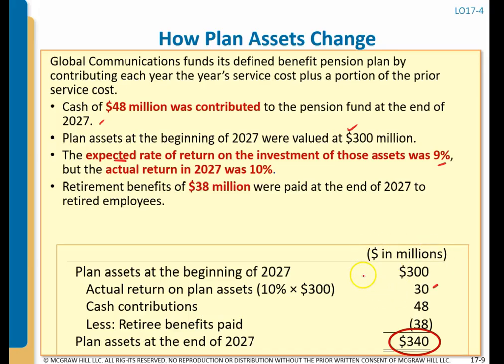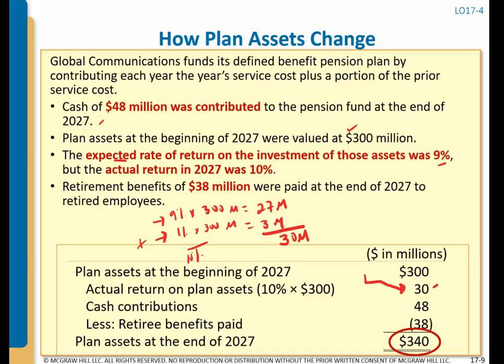Let's look at this expected rate of return versus actual rate of return, and there's a whole other video just to talk about that. But the expected rate of return, which would be 9% times $300 million, our beginning balance, equals $27 million. And then we had an additional 1%, right? Because we actually earned a total of 10%, so really we expected 9% and then we earned another 1%. So in total, our plan assets increased by $30 million.